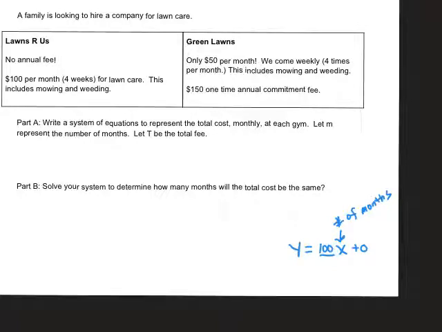Okay, so let's say I hire this guy or Lawns R Us for 3 months. What's going to be my total cost that I'm going to have to pay? Because remember, y is my total cost.